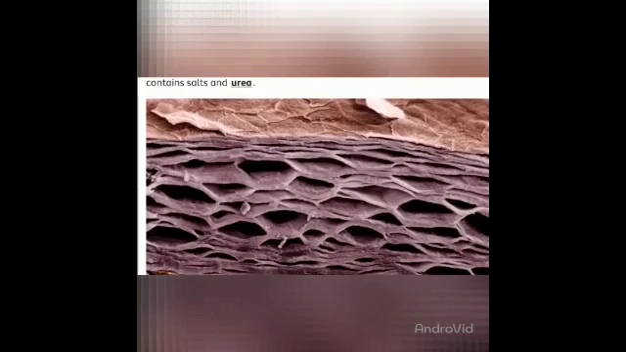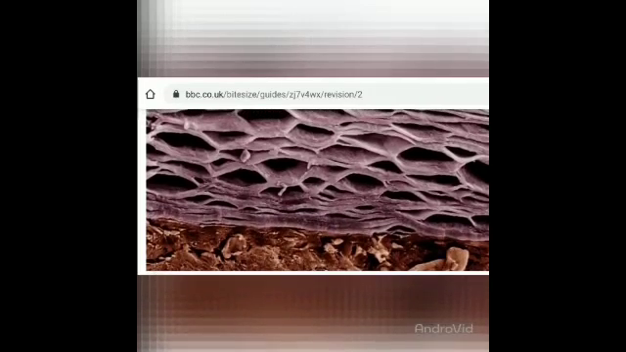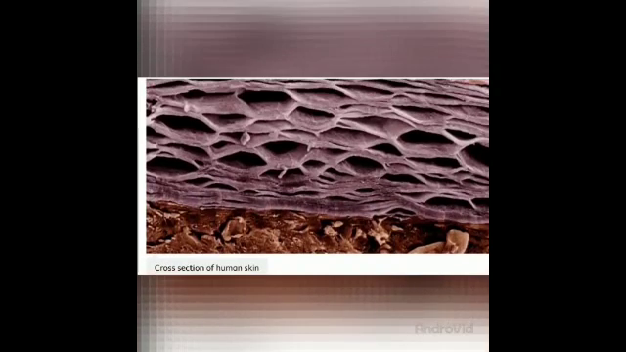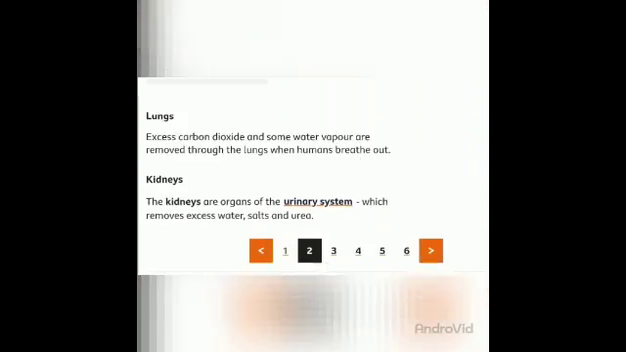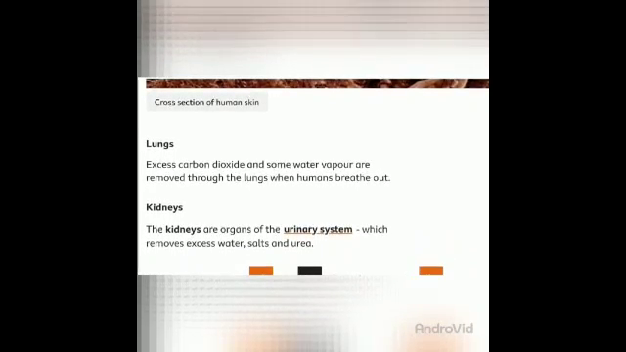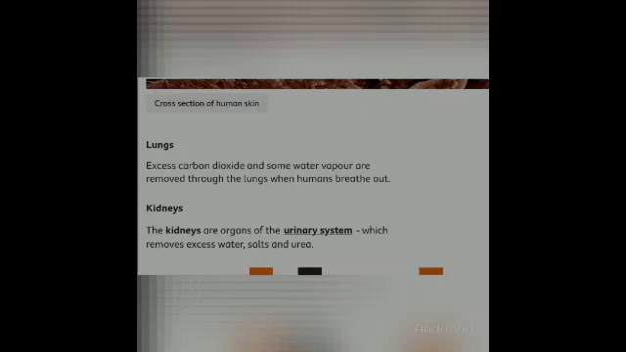Here is the cross section of human skin. So here you can see this is a cross section of human skin, right? Now we move to the lungs. Lungs: excess carbon dioxide and some water vapor are removed through the lungs when humans breathe out. And what are kidneys? The kidneys are organs of the urinary system which remove excess water, salt and urea.